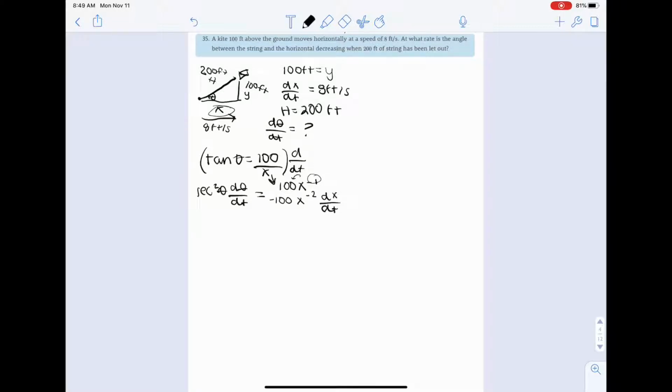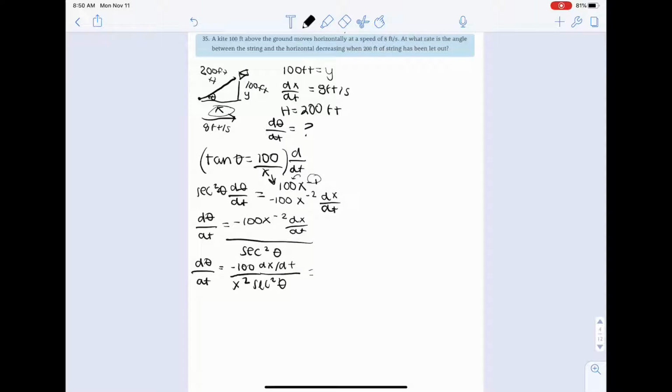So now we're trying to solve for the derivative of theta with respect to time. So now all we have to do is divide by secant squared. So d theta over dt equals negative 100 over x squared, dx/dt, all over secant squared theta. So we could also rewrite this as negative 100 times dx/dt over x squared times secant squared. So we could move the x squared down because it is a negative exponent, which makes it a positive exponent. So now we have the equation for our derivative of theta with respect to time.